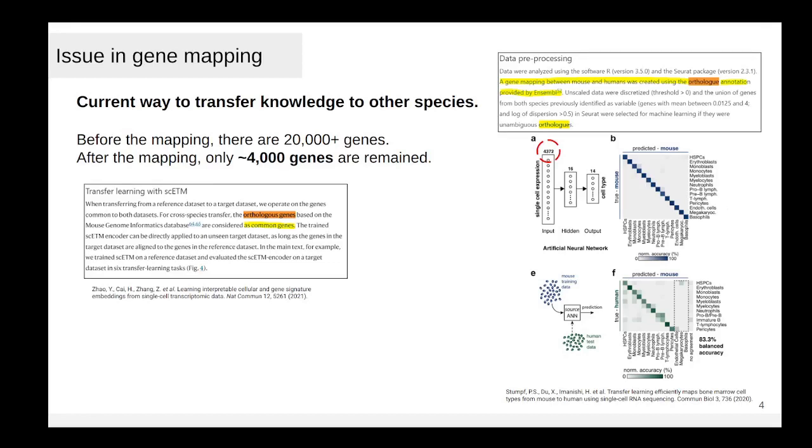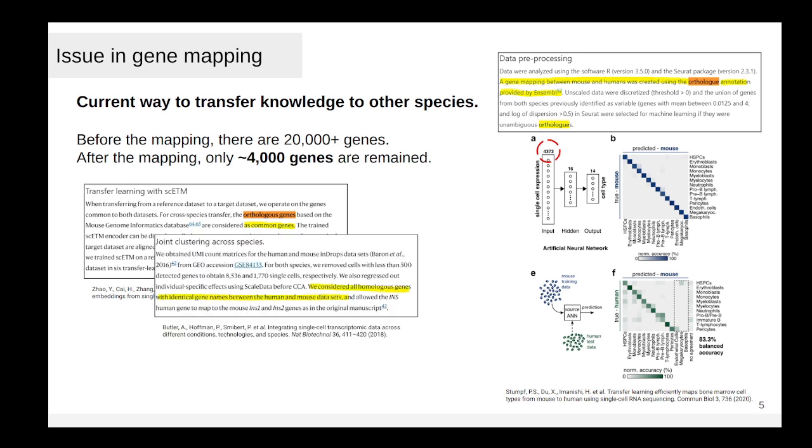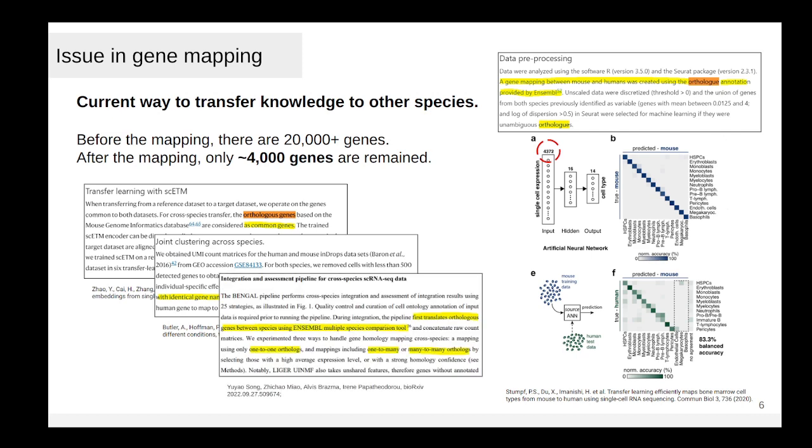So the current solution is using orthologous gene information. Many studies use gene homology or orthologous gene databases to convert one species' gene ID to the other species' gene ID. However, during that process, there is severe information loss. For example, in this study, they can only use almost 4,000 genes out of 20,000 genes in human and mouse.